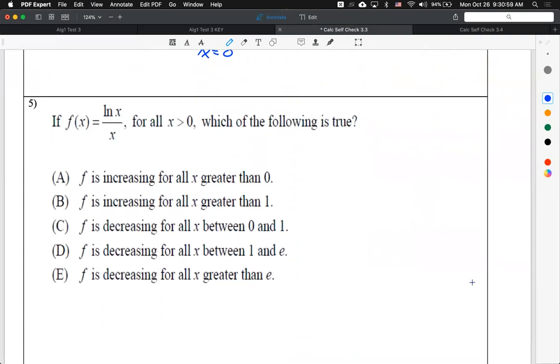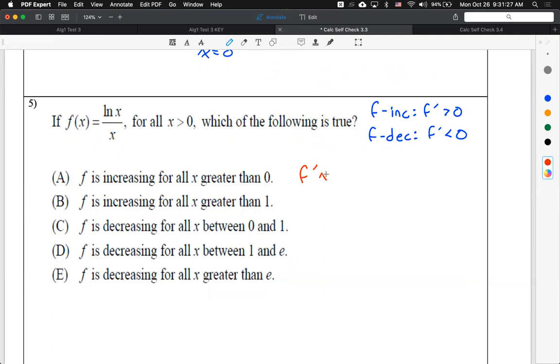Oh boy, all right, so we have this fraction, and it's asking about f increasing, f decreasing for all of these a, b, c, d, and e's. So it's helpful to define those things. If you want to define f increasing and f decreasing, f decreasing is less than 0. Okay, so that means we need to take the derivative. So let's go ahead and do that.